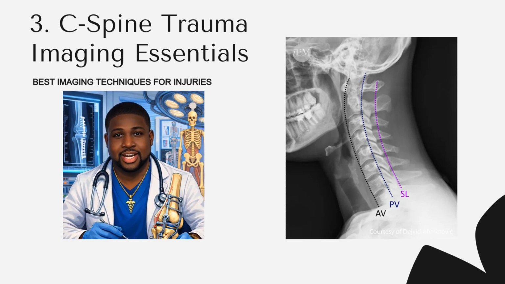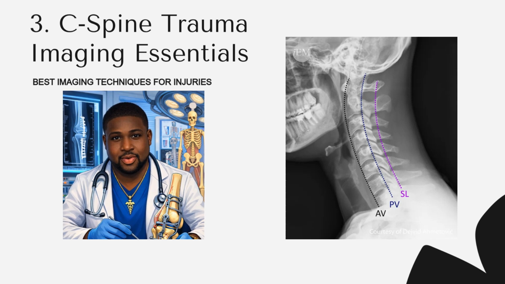On this lateral view X-ray, the alignment lines that one must review are the anterior vertebral line depicted on the image by AV, the posterior vertebral line as labeled PV, and the spinolaminar line labeled SL. All these lines should be smooth and continuous. Any step off equates to instability or fracture.